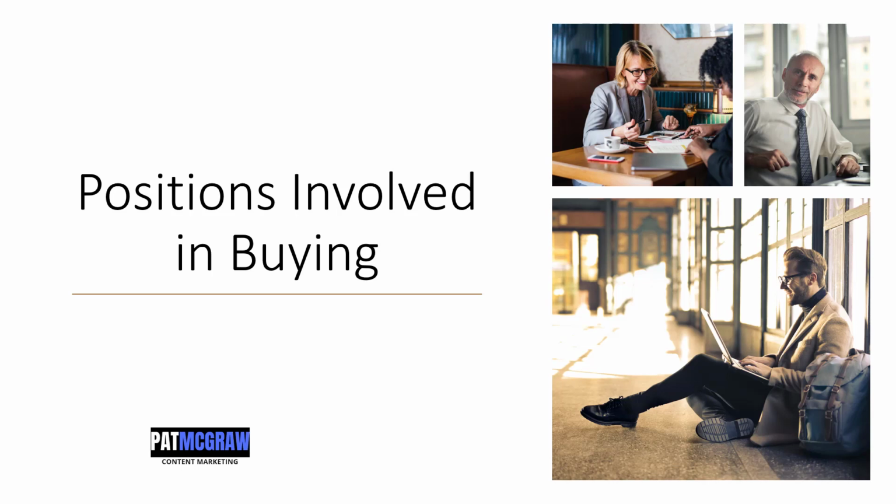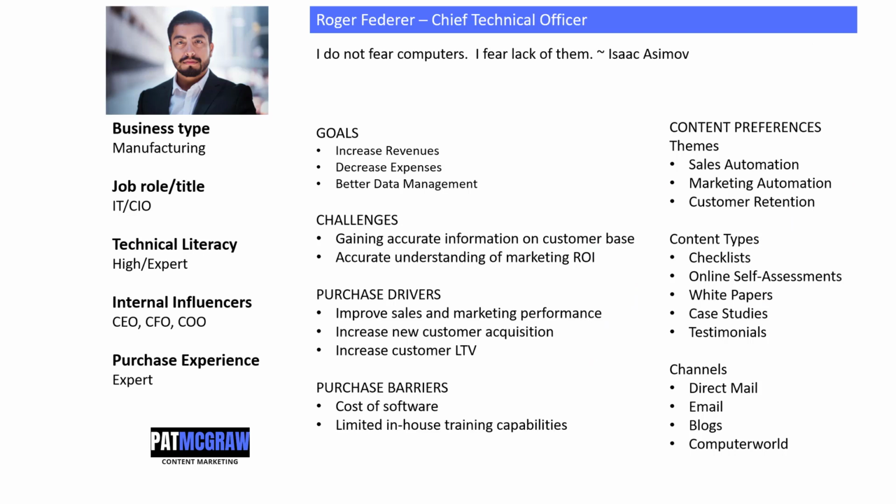But eventually what you're going to end up having is, again, a persona built for your businesses on each of the key players involved. And this isn't a person that you're looking at right now. It is a persona that represents people involved in, in this case, the purchase of technology for manufacturing firms. And this person is the Chief Technology Officer. We call him Roger Federer.